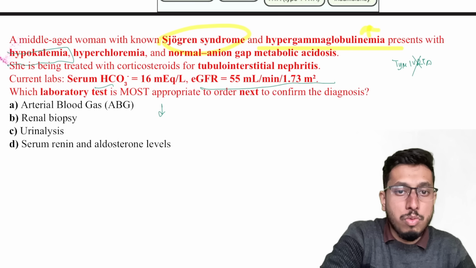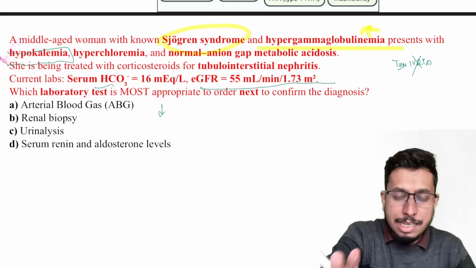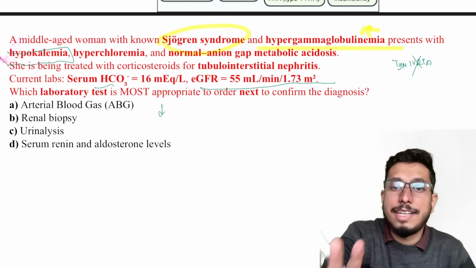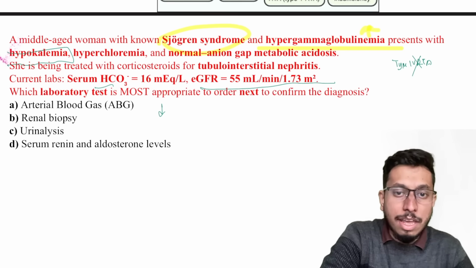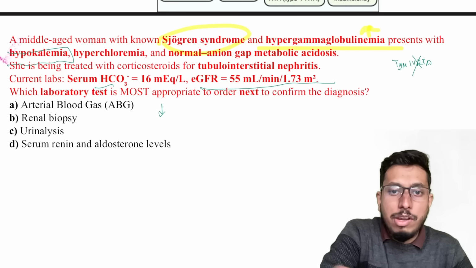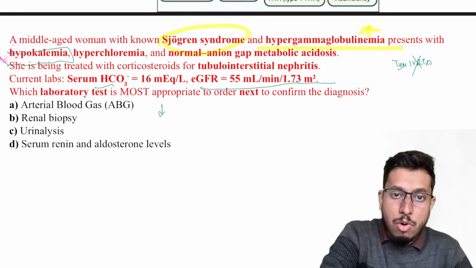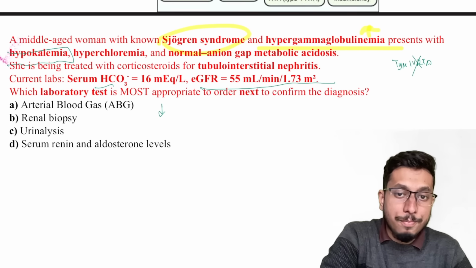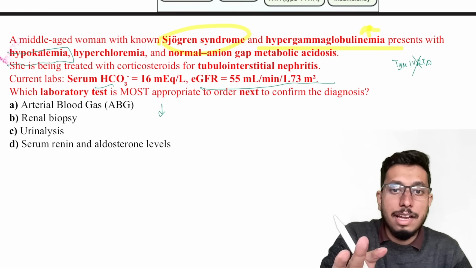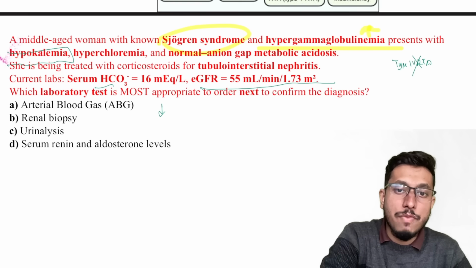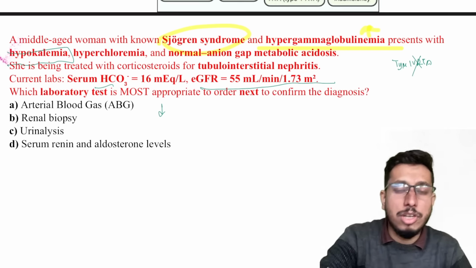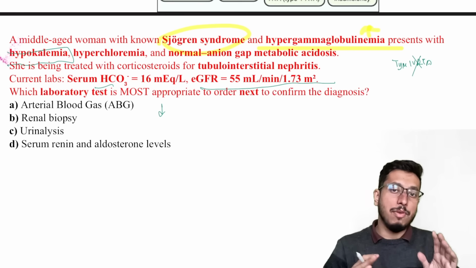What to know from here is that this case is Sjogren syndrome, which is usually a classic cause of distal renal tubular acidosis. The hypokalemia and everything is fitting more towards distal RTA, but we'll come into it. Serum bicarbonate is low, eGFR is more or less preserved, in the lower range around 55. So it is not a chronic kidney disease pattern but more of a tubular defect because of which bicarbonate is low.